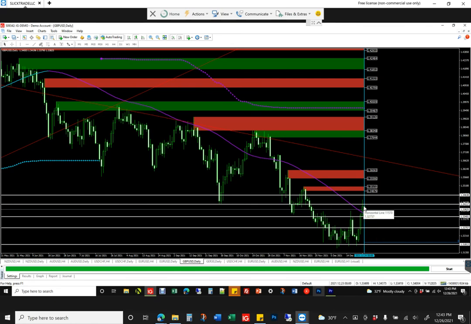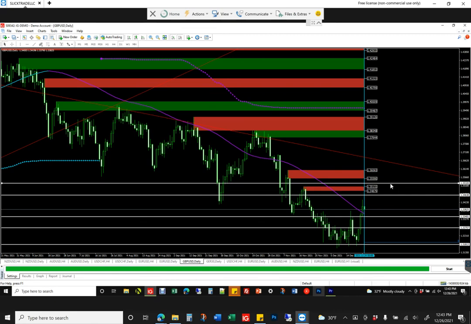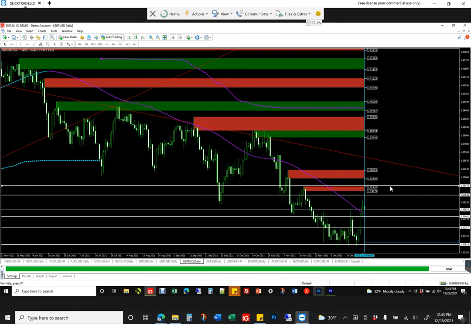If you got in this trade, this is a beautiful move, 159 pips. It hit both take profits to the upside on the pound dollar. This is the daily. I don't look at the 4 hour on the pound dollar. It seems to just be a little too chaotic for my liking. So I just stick to the daily when it comes to GU.